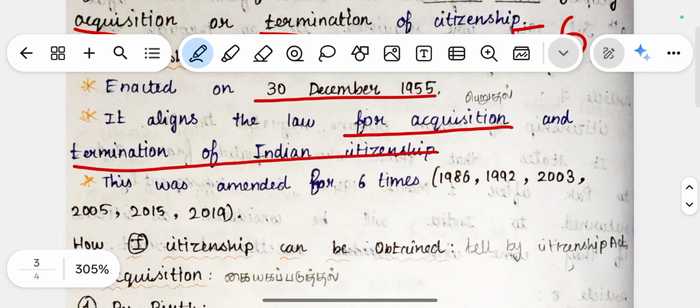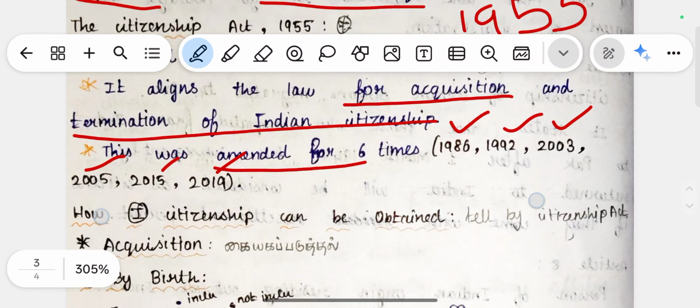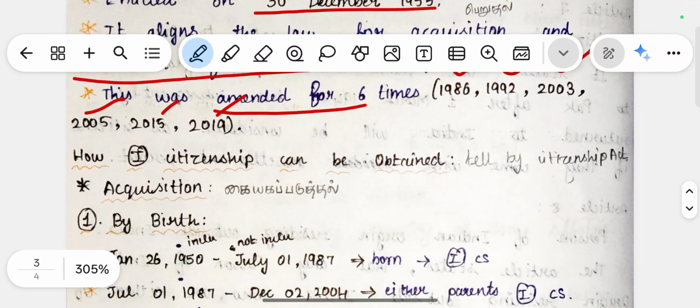So this was amended, which means the changes have been implemented in this act 6 times: in 1986, 1992, 2003, 2005, 2015, and 2019. In these 6 years, some amendments were made to our Citizenship Act of 1955. So how does one get Indian citizenship? What are the ways a person could obtain Indian citizenship according to the Citizenship Act?